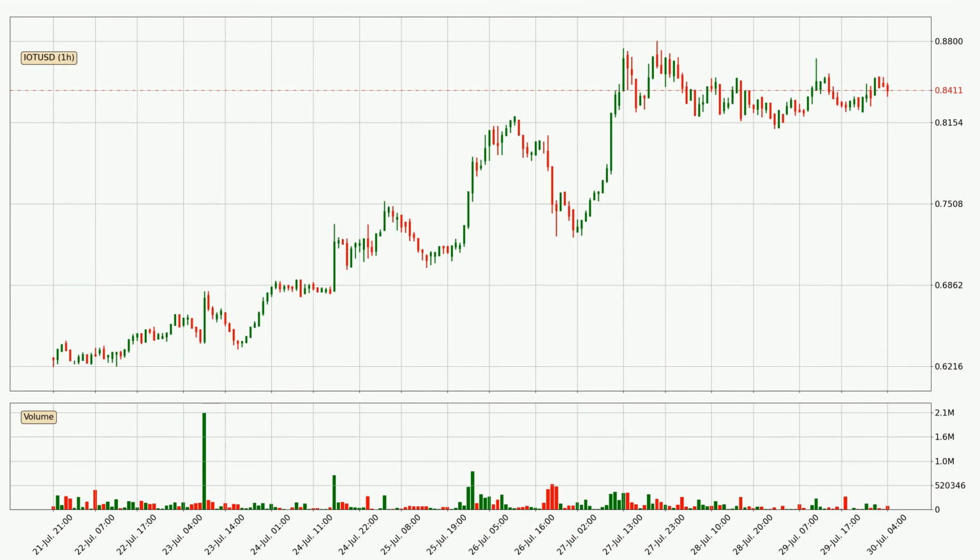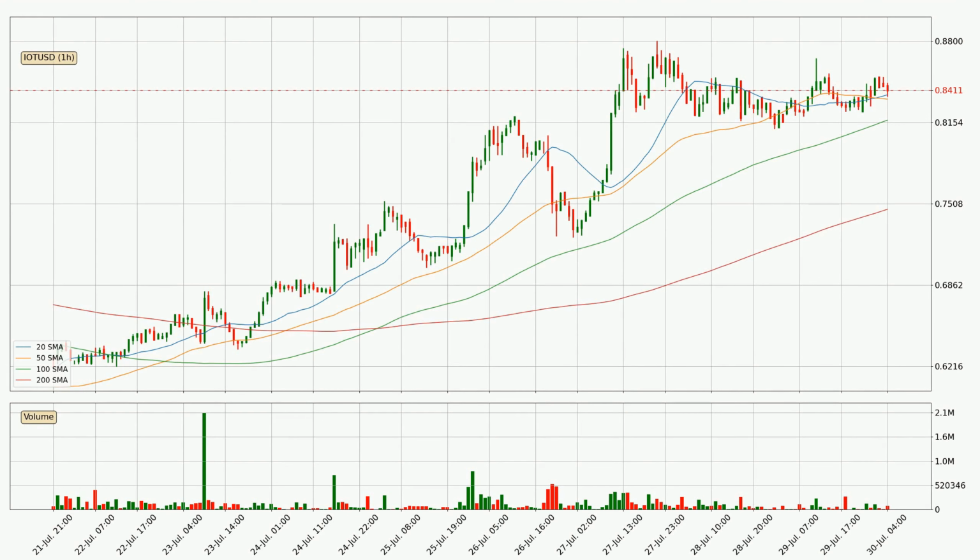Looking at the IOTA hourly time frame, the price moved only slightly to the upside with around 1.6% in the last 24 hours, with a current price of 84.1 cents. Looking at the hourly simple moving averages, the current price is above all simple moving averages for this time interval, which looks bullish, and it is to watch if the closest SMA, the 20 SMA, could hold support or the price will break it to the downside below the current price of around 83.7 cents.